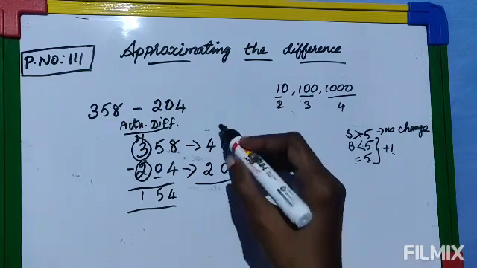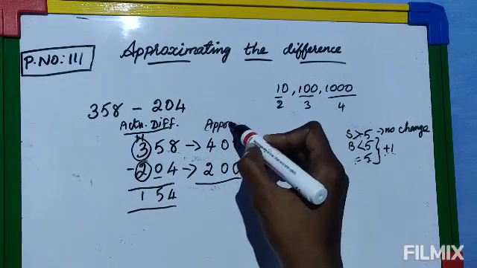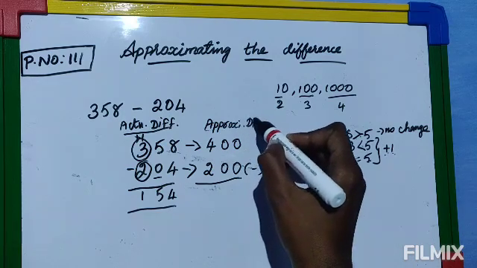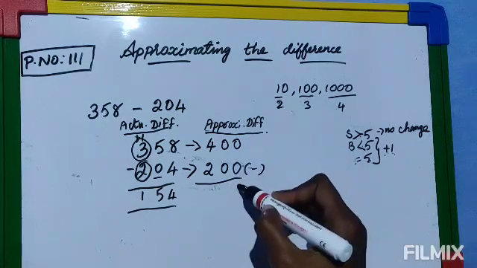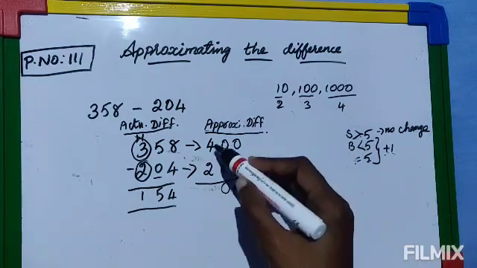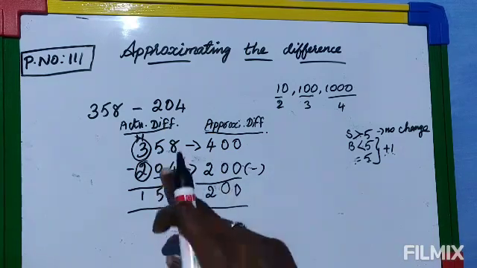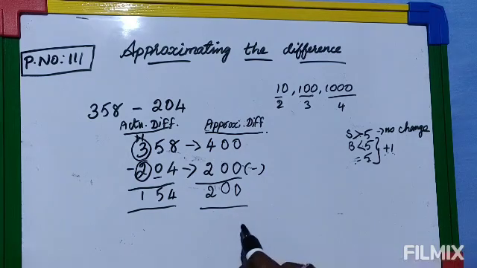Now we have to subtract. This is the approximate difference. Now 0 minus 0, 0, 0 minus 0, 0, 4 minus 2, 2. So 154 is the actual difference. Approximate difference is 200. So this is the way you have to do. There are only a few sums in the exercise. You can complete it and send me the answer. Thank you.